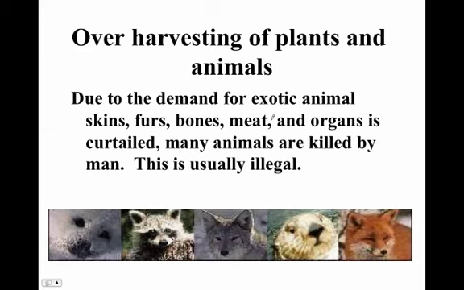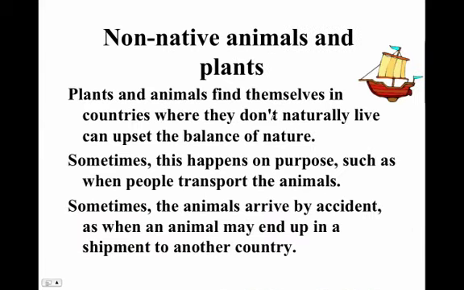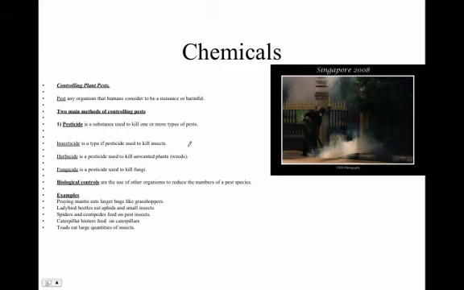Overharvesting, so there are certain exotic animals, the furs, the bones, that we hunt these animals and we illegally kill them. Poaching is another good example. And then non-native animals and plants. Plants and animals find themselves in countries where they don't naturally live, and this can upset the balance that should exist in an ecosystem. Remember, ecosystems are in this delicate balance, and they're connected. As you saw, food webs are connections, and so if this balance starts to get unbalanced, we can get huge troubles when it comes to the numbers of organisms.